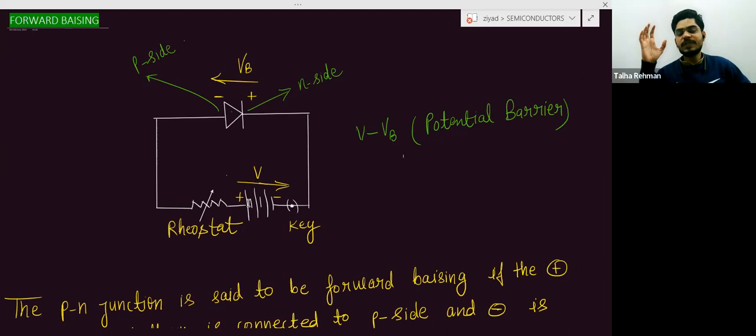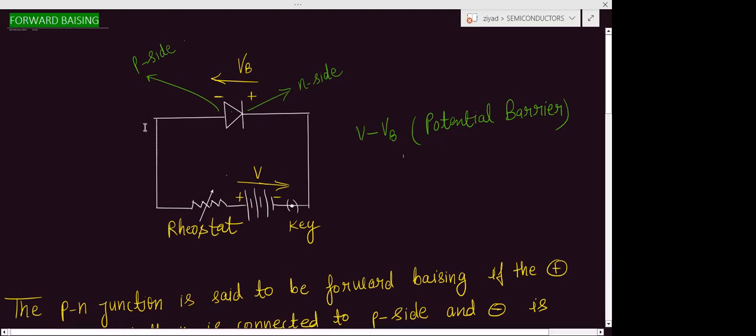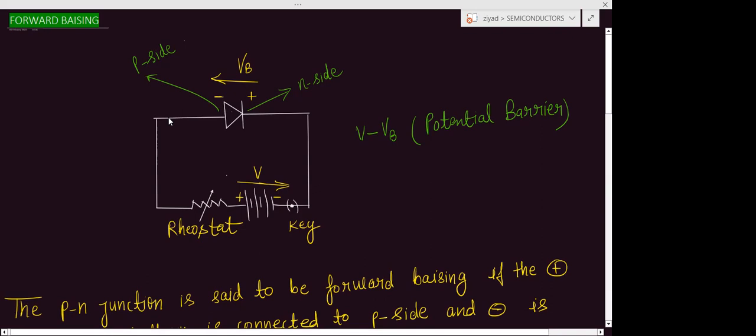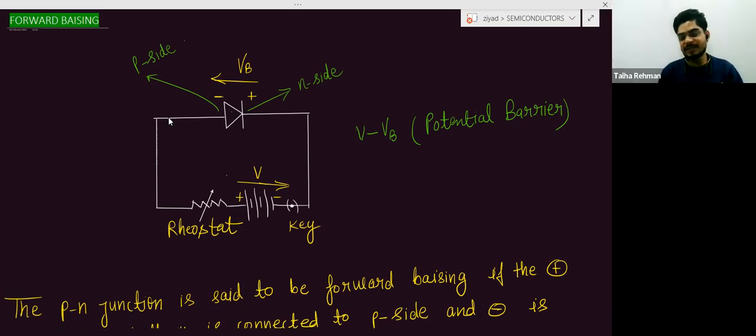More flow of the charge carrier will take place. From P side to N side, holes will move. From N side to P side, electrons will move. So due to that, what will happen? Recombination of immobile ions and holes, recombination of electrons and positively charged ions will take place. Thickness of the depletion layer will decrease.